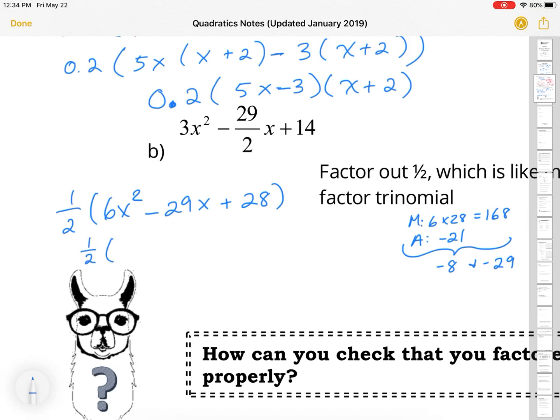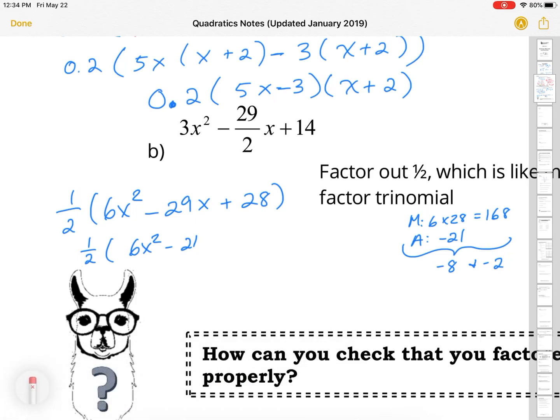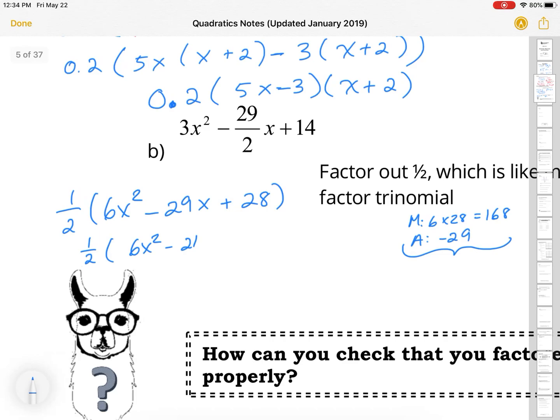So keep my 1/2 here. So I've got 6x squared minus 21. Oh, sorry, this is not correct. This is for me, minus 29. Sorry, I need negative 21 and negative 8. You're probably saying, what, Mrs. Finley? Sorry, I was reading my notes wrong.